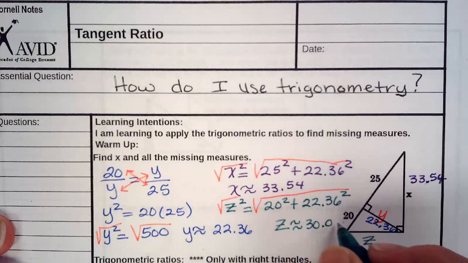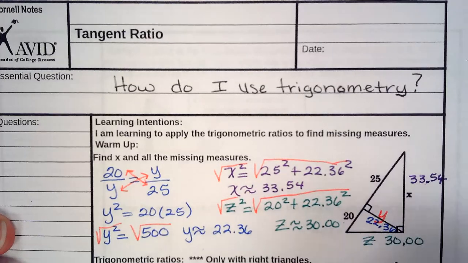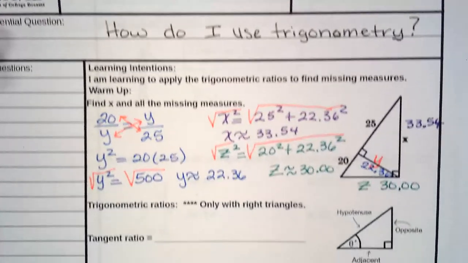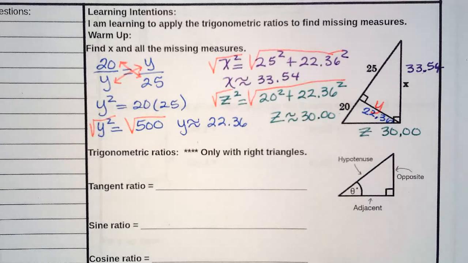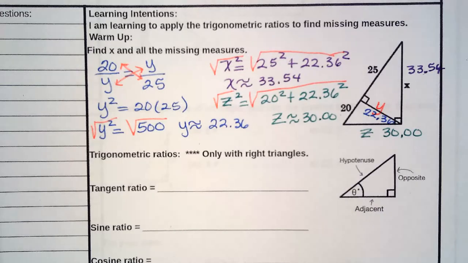And that would be 30.00, because remember, we're going out to the nearest hundredth. So, as you're looking at this, this is the way it works. Your trigonometric ratios work only with right triangles. You have to know the difference between your adjacent side, your opposite side, and your hypotenuse. Hopefully you all realize that your hypotenuse is directly across from your right angle.